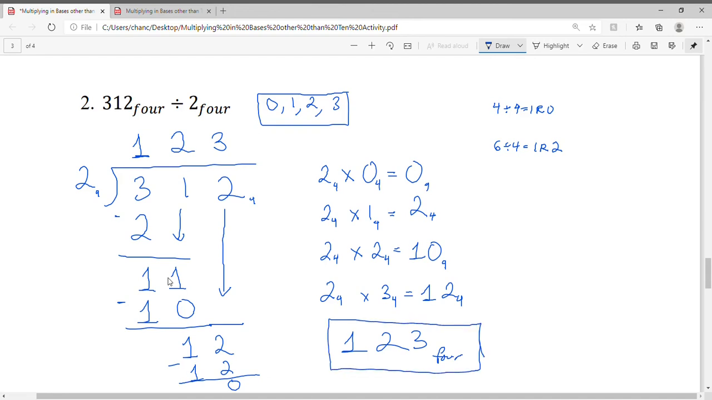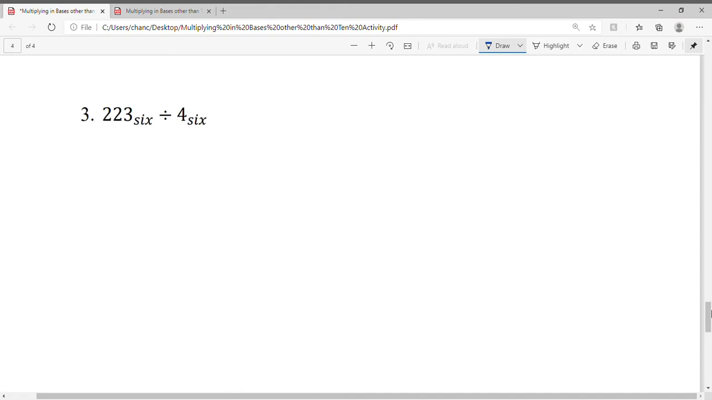So the secret for this question is to make sure you put all of the multiplications with your divisor in base 6. Then you could do the long division. In example 3, let's put 4 on the outside and 223 on the inside. Remember, all of these are in base 6. So the only symbols are 0, 1, 2, 3, 4, 5.